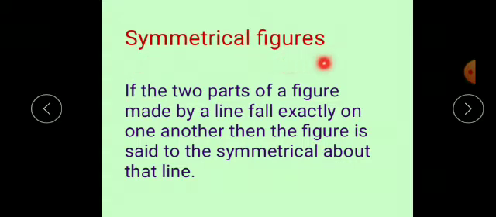Symmetrical figures. Now, if the two parts of a figure made by a line fall exactly on one another, then the figure is said to be symmetrical about that line. What does it mean? If two parts of the figure fall exactly on one another.